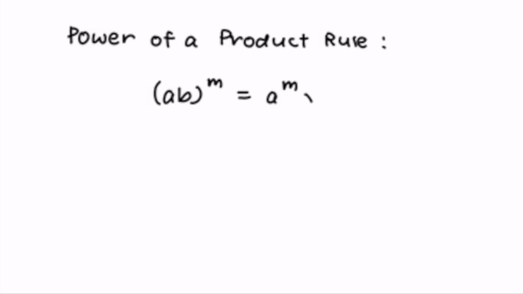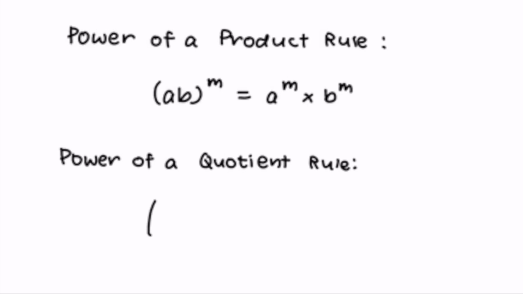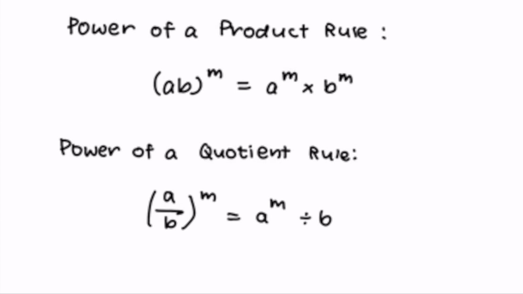Another one would be the power of a product rule, where (a times b) to the power of m equals a to the power of m times b to the power of m. The opposite of this would be the power of a quotient rule, where (a divided by b) to the power of m equals a to the power of m divided by b to the power of m.